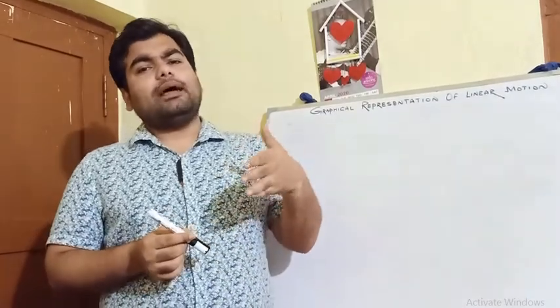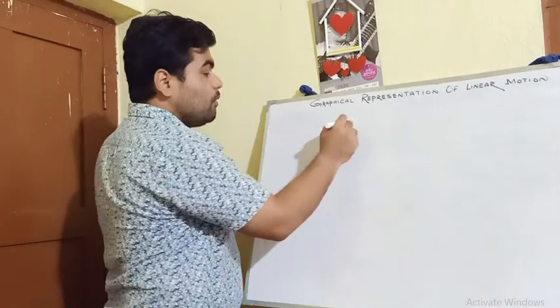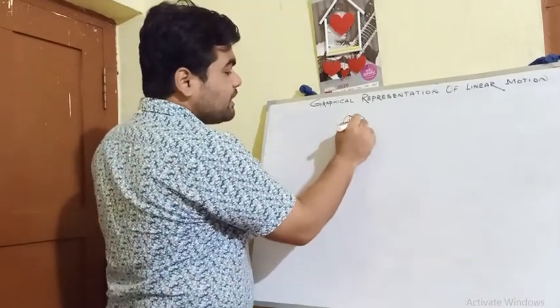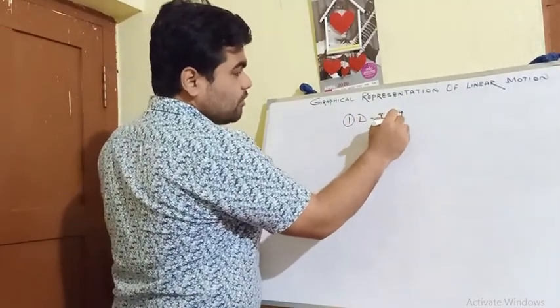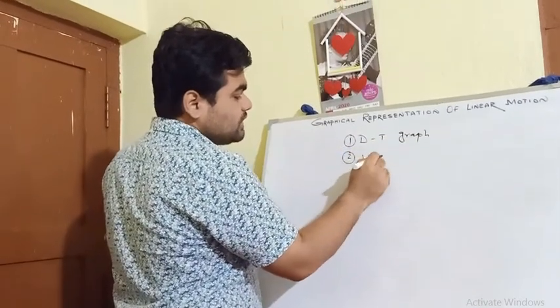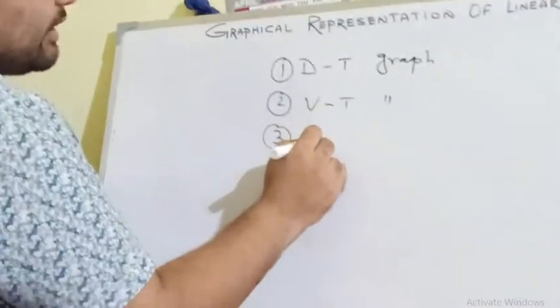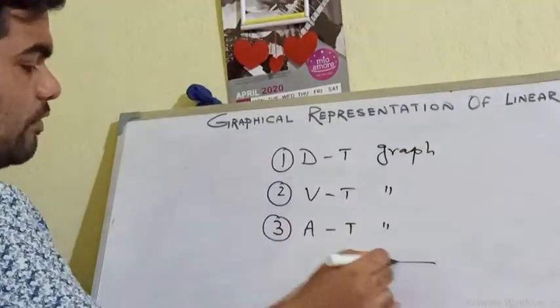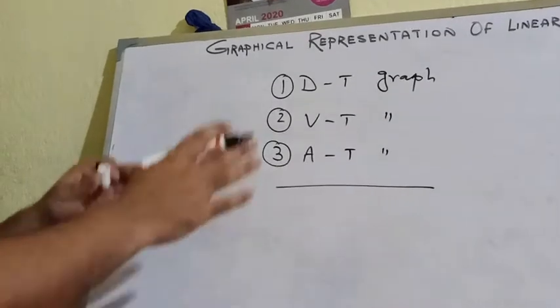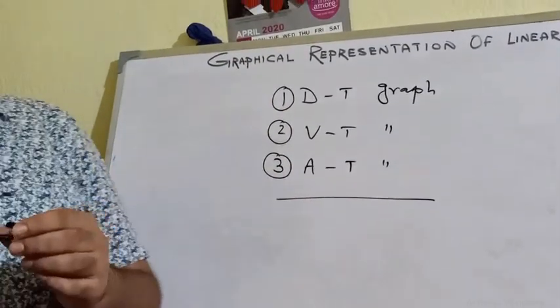Now we will study three kinds of graph. What are the graphs? Number one, displacement time graph. Number two, velocity time graph. And number three, acceleration time graph. So we will study these three kinds of graphs today.